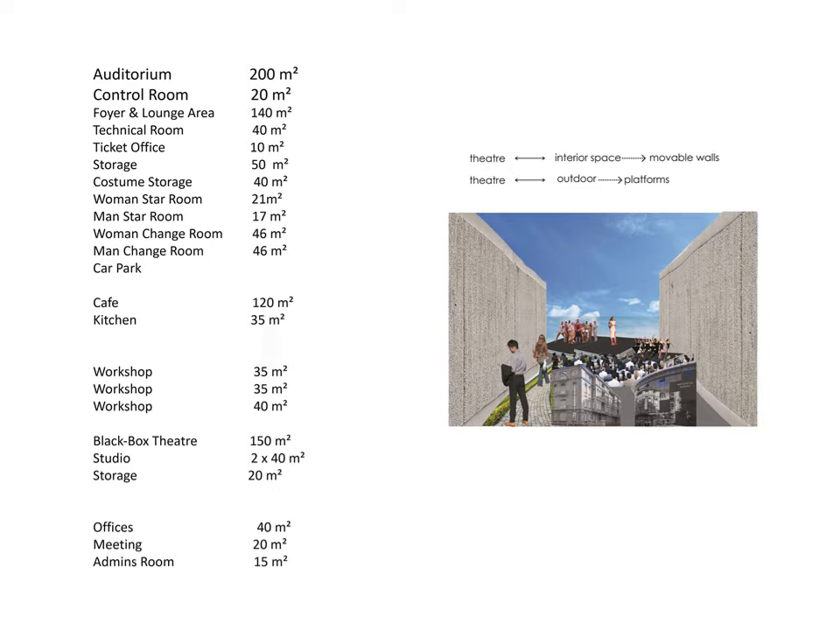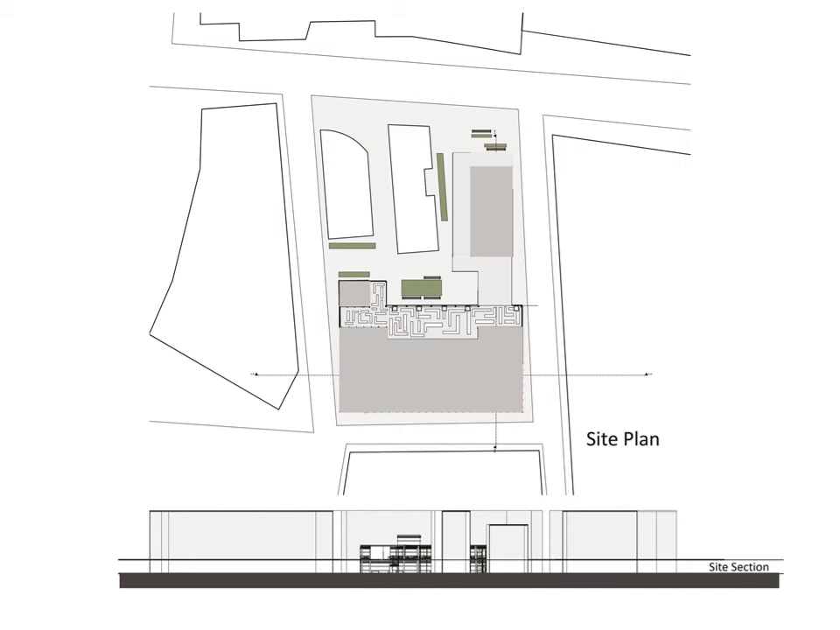So this is my program, and this is kind of like my starting design idea. So to connect the theater with interior space, I used movable walls, and to connect the theater with the outdoor spaces, I used platforms. And this was a collage that I made at the earlier stages of the project. So here you can see my site plan and my site section.